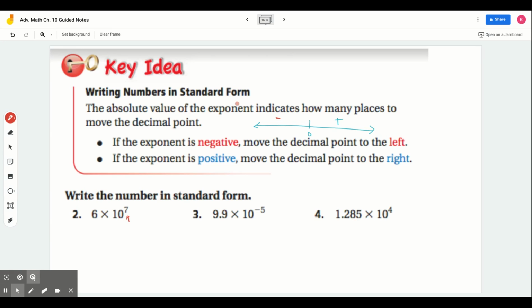Let's go ahead and go over these answers now. So 6 times 10 to the 7th, we talked about moving that decimal point 7 times to the right. So 1, 2, 3, 4, 5, 6, 7. So my answer to 6 times 10 to the 7th is 60 million.